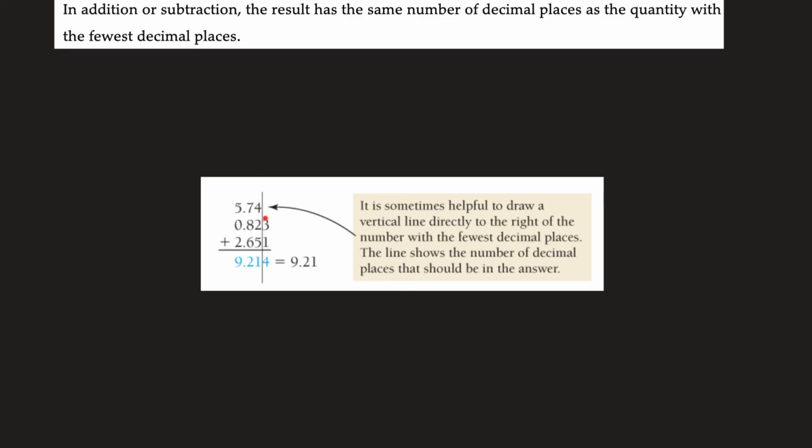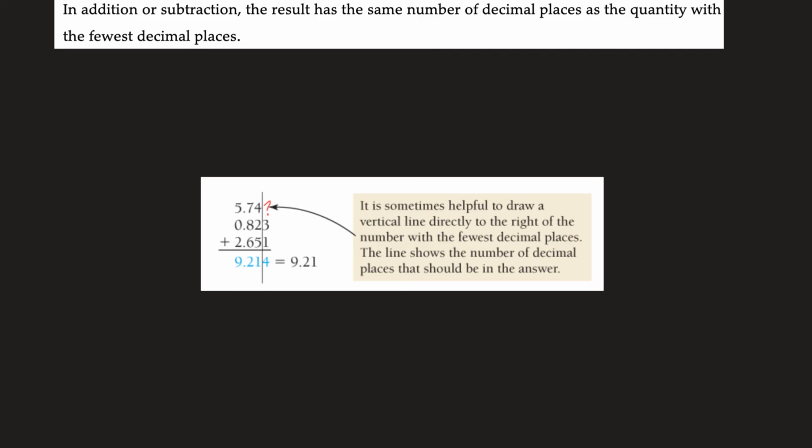And so as we look at these down here, 5.74 plus 0.823 plus 2.651. Well, we can kind of ask the question, what comes after the 4 in 5.74? We don't know. And if we don't know, then 3 plus 1 plus some number we don't know, the best we can say is that it's at least 4, but we're really not sure.